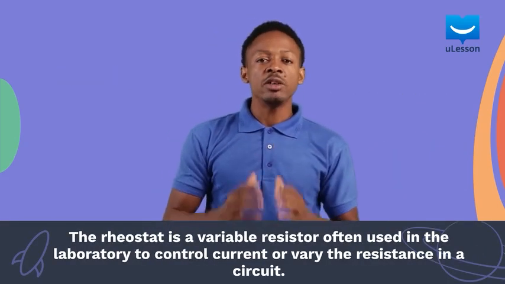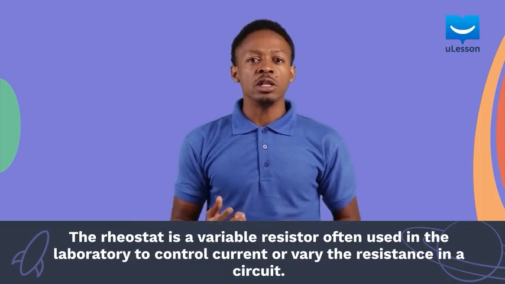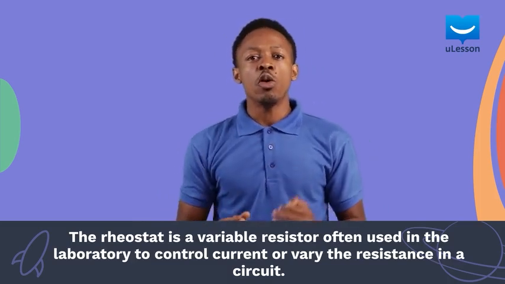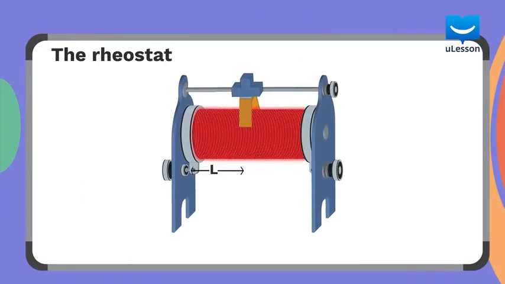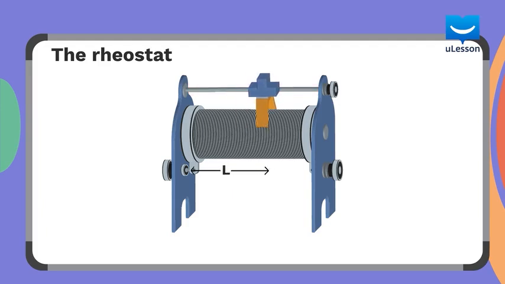The rheostat is a variable resistor often used in the laboratory to control current or vary the resistance in a circuit. It consists of a resistance wire wound around an insulating frame, a slider which makes contact with the resistance wire at various points, and a brass rod on which the slider is hung. The slider determines the length of the resistance wire that is used to create a variable resistance in the circuit. By moving the slider, you vary the resistance supplied to the flow of current through the rheostat.